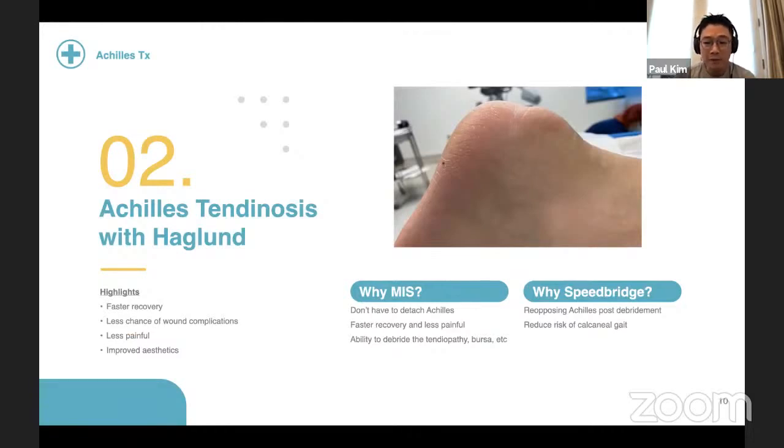Well, because you don't have to detach the Achilles. It's a faster recovery, it's less painful, and you can also debride the underlying calcification within the Achilles tendon, as well as the retrocalcaneal bursa. Now, is a speed bridge important? I believe it is. Why? Because we're reapposing the Achilles post-debridement. And I think if you don't do this, then people can get a calcaneal gait causing heel pain. And that's intractable if you have a calcaneal gait.